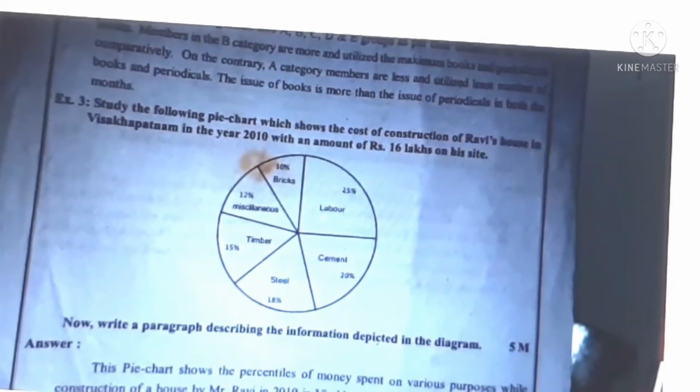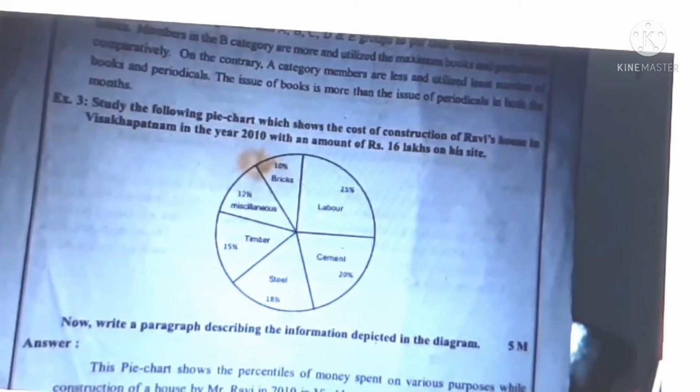Okay, after each we put full stop. Steel is 18%, full stop. Timber is 15%, full stop. Miscellaneous is 12%, full stop. Here we are starting the line with miscellaneous and steel and timber, so we put capital letter. Miscellaneous, capital M; steel, capital S; timber, capital T.